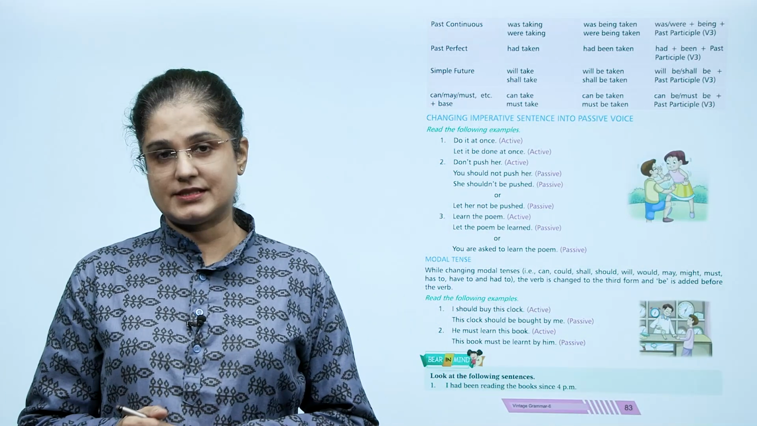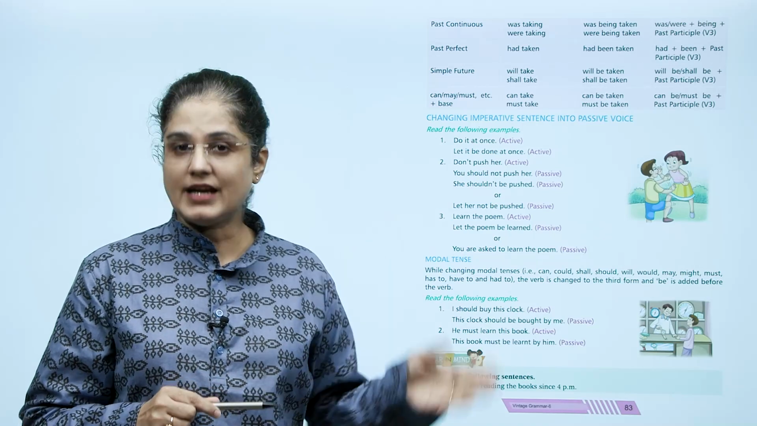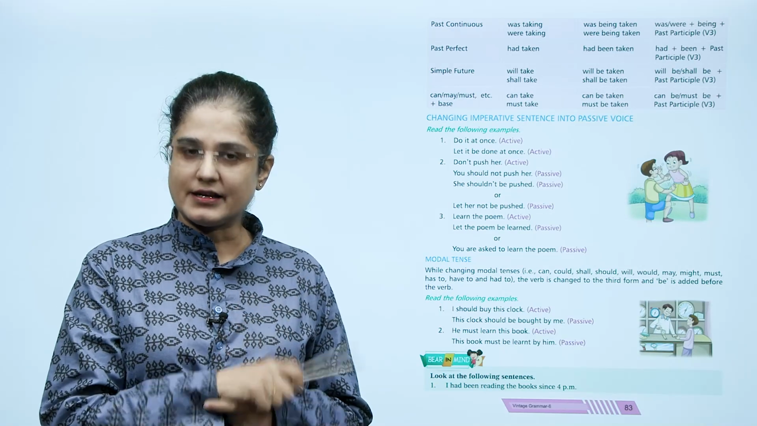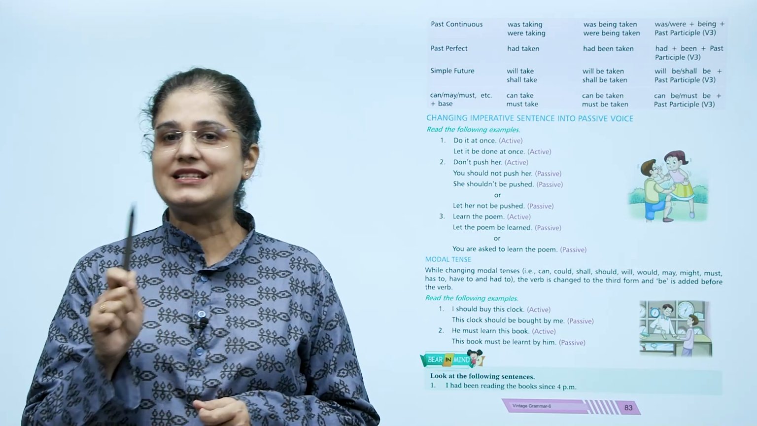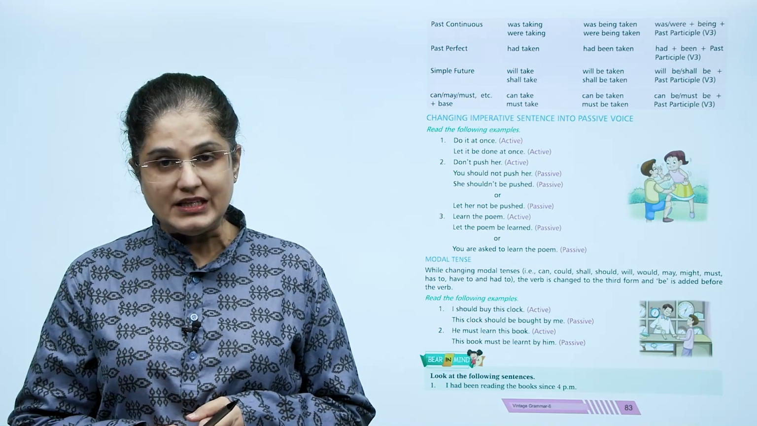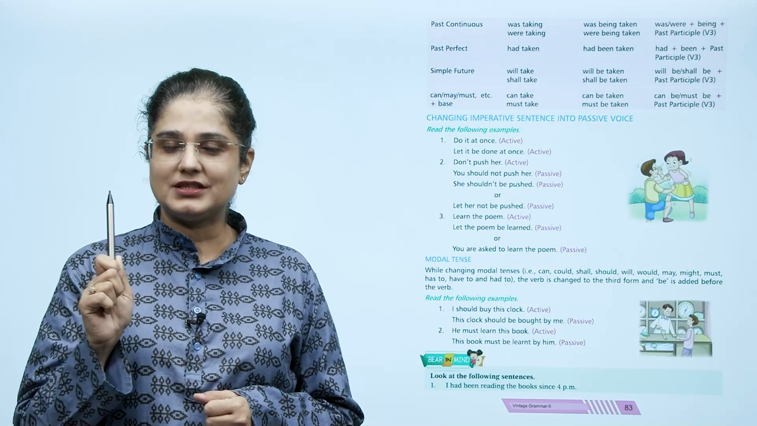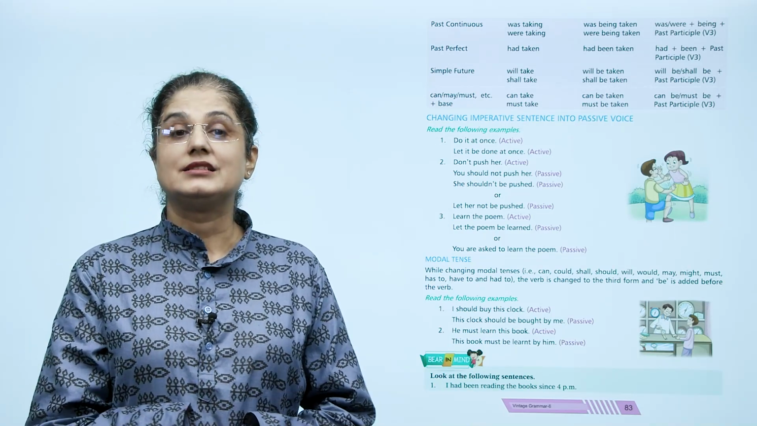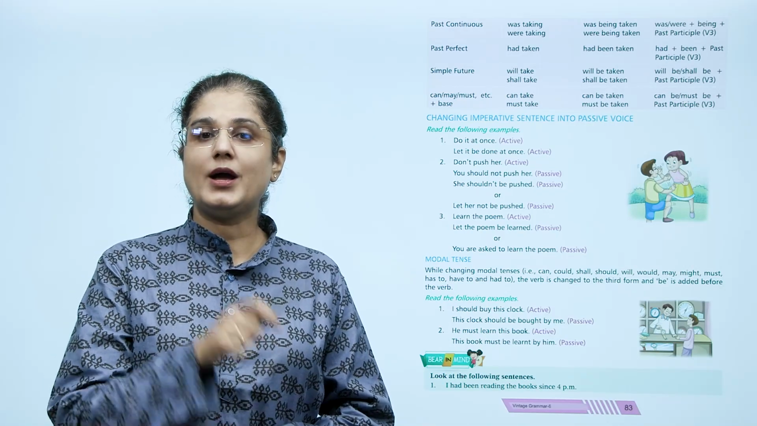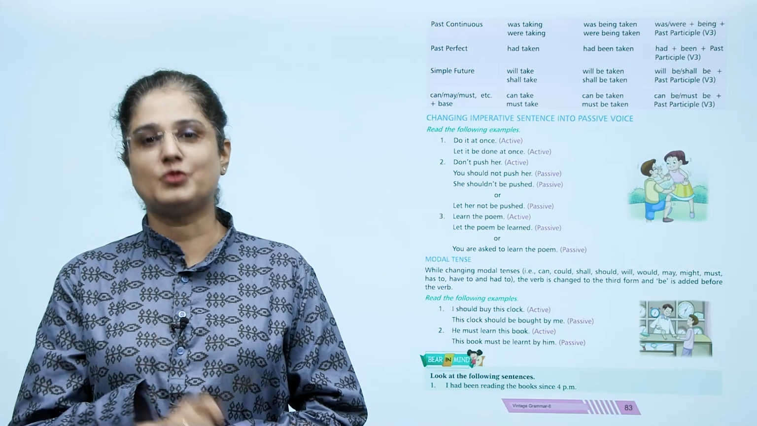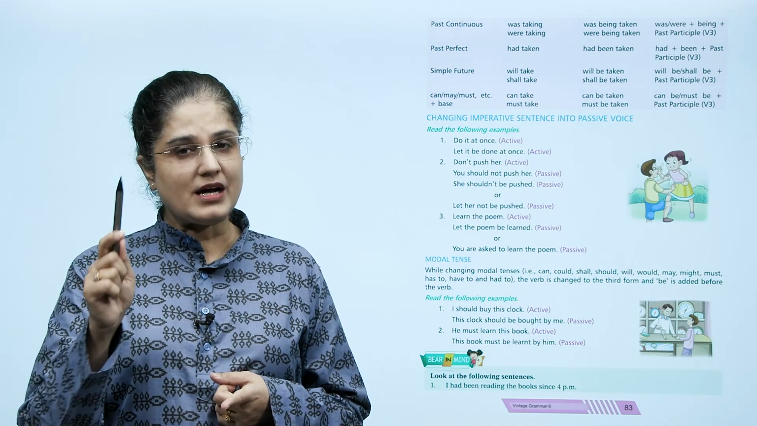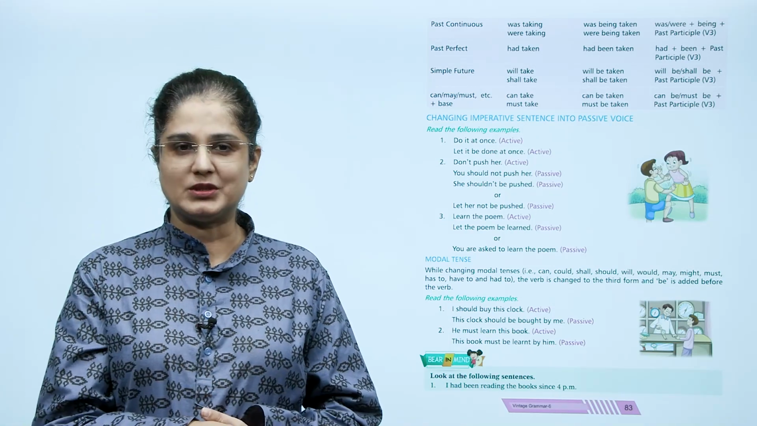Similarly, in past continuous, was taking in the active voice changes to was being taken. Were taking in the active voice changes to were being taken, and its formation is was or were plus being plus past participle or the third form of the verb. Then in past perfect, had taken in active voice changes to had been taken in the passive voice, and its formation is had plus been plus past participle or the third form of the verb.